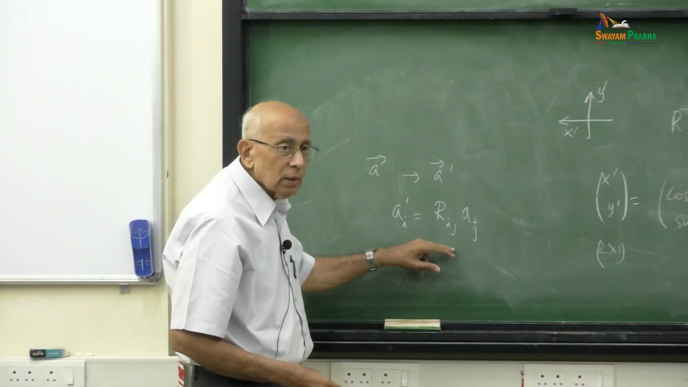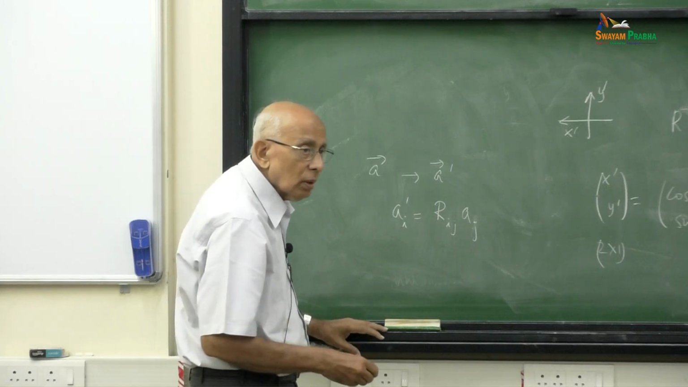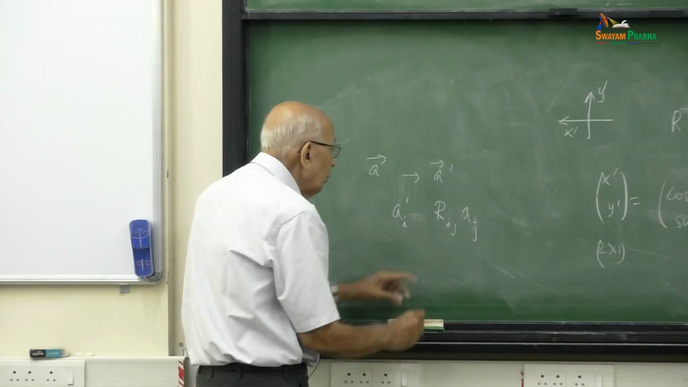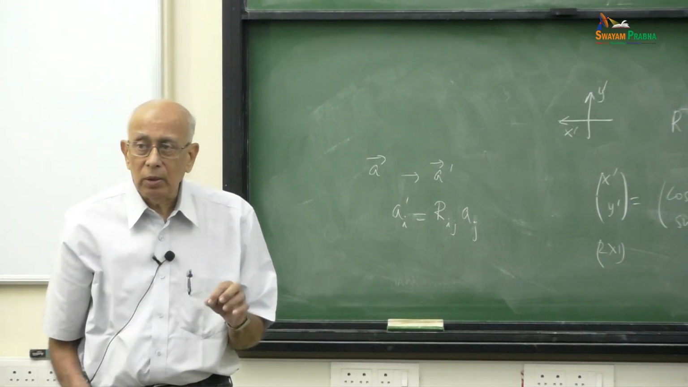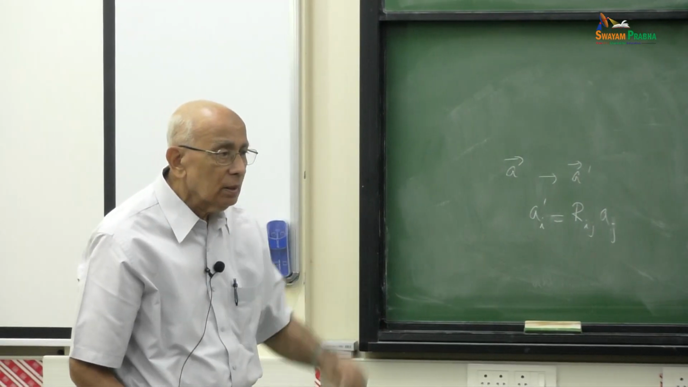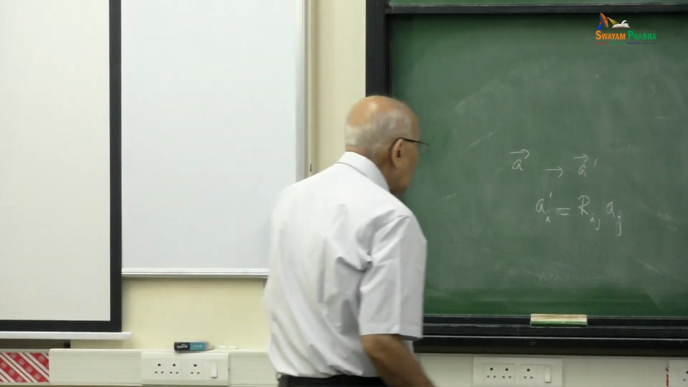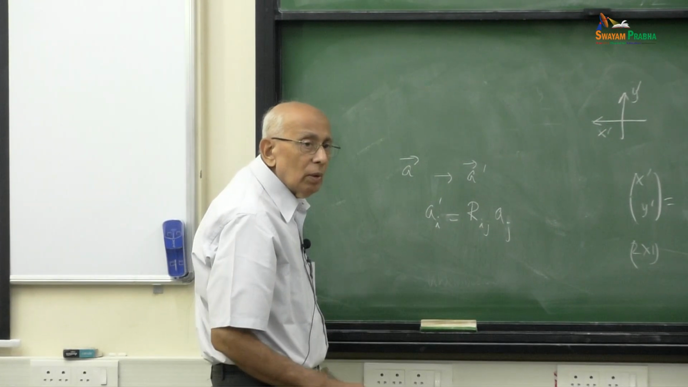This is what it is. The summation over j is implied. This is the convention that Date was talking about this morning. So whenever I repeat an index, assume that it is summed over all the allowed values of that index. So this stands for n terms in n dimensions. The rotation matrix is R. Okay. But you can have a quantity like this.